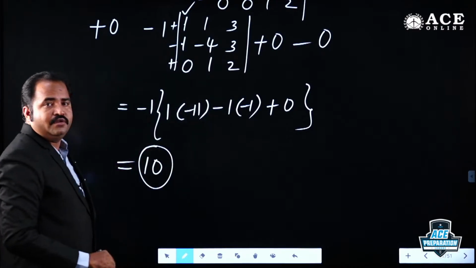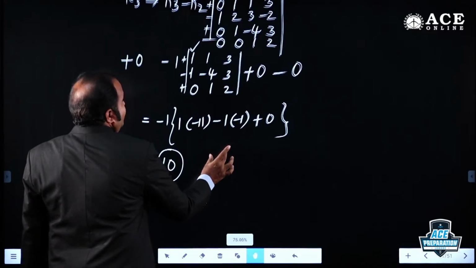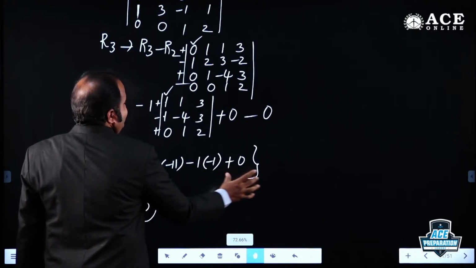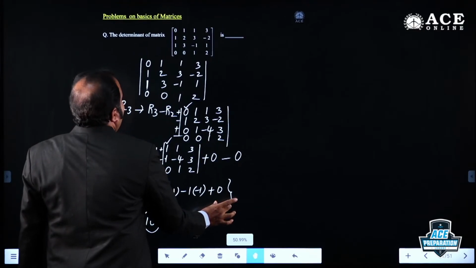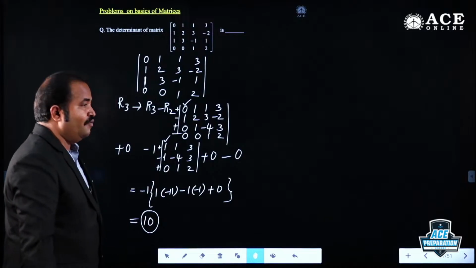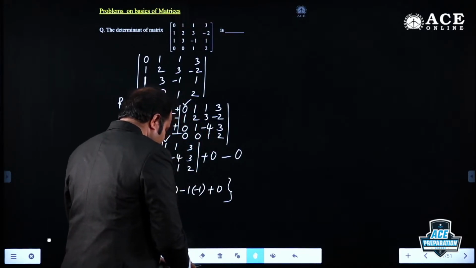So this is the procedure. Similarly, we can find the determinant of a 4 by 4, 5 by 5, 6 by 6, 7 by 7 also, by performing the elementary operations. So finally, what is the answer? The answer is 10 only. Am I right? Is it correct or not?